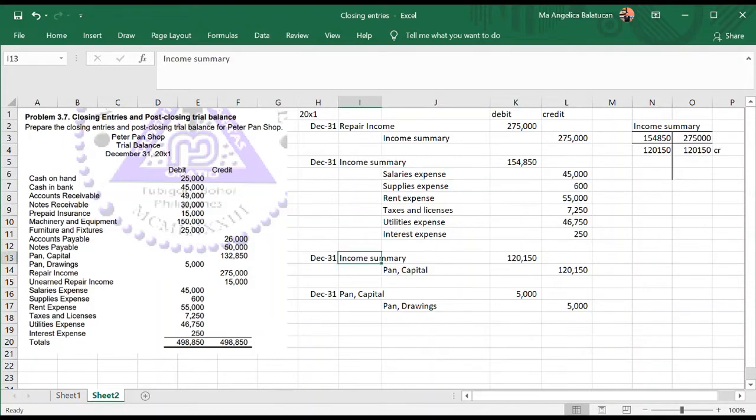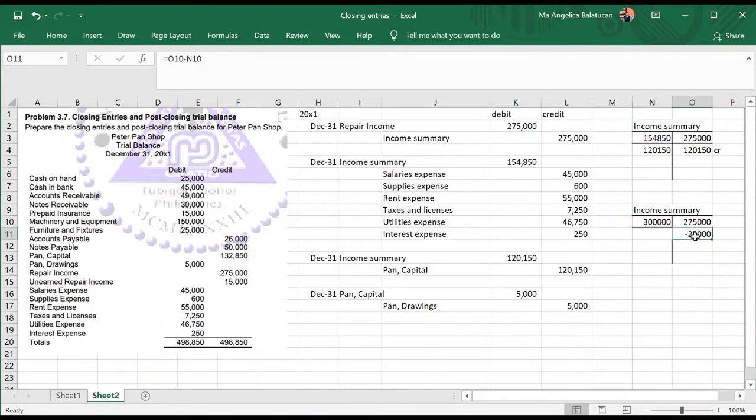So it depends if the income summary has a debit or credit balance, because if debit balance sad siya na adiri ang mas dako nga amount, then in the entry here, it will be credited instead of debit. Okay, for example, so let's make a sample transaction. So for example, if this one is 300,000, okay, instead of 154,850, so this is just example.